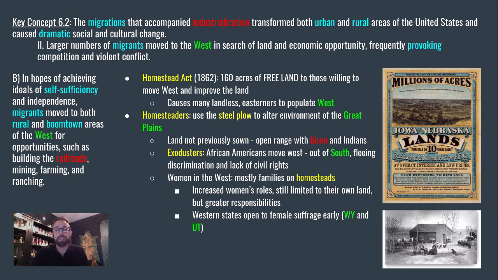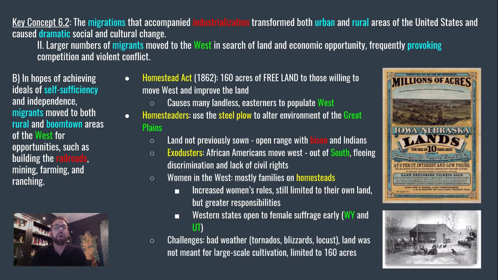Some of the first states to give women the right to vote are Wyoming and Utah, and this is where many homesteaders were going within that region. Now, the challenges of being a homesteader was the bad weather. Okay, a lot of this area is known as Tornado Alley. So tornadoes are coming around. Blizzards, so the areas become very cold in the winter. So they're growing corn and wheat during the growing seasons, but otherwise it's freezing. It was a very inhospitable environment to live in.